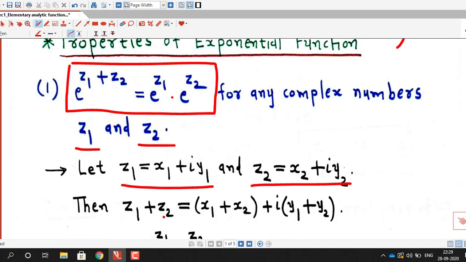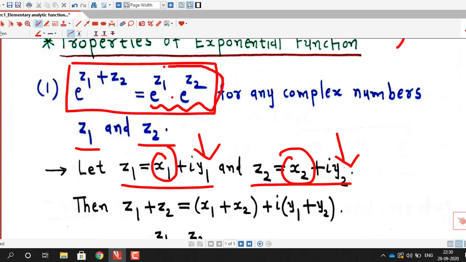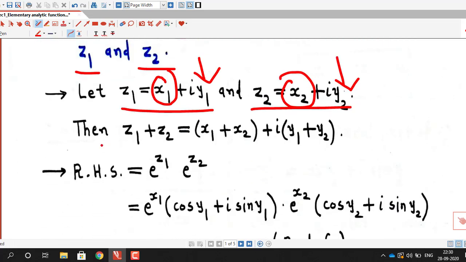Then by the definition of addition, z1 plus z2 equal to real part of z1 plus real part of z2, plus i times (imaginary part of z1 plus imaginary part of z2), that is y1 plus y2. We can prove it in either way. Here I start from the right hand side, and I will show that this right hand side is nothing but e to the power z1 plus z2. So we start with the right hand side, e to the power z1 into e to the power z2.